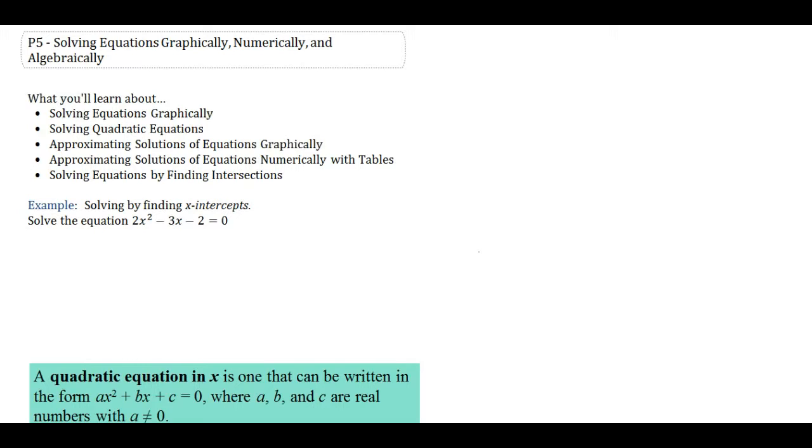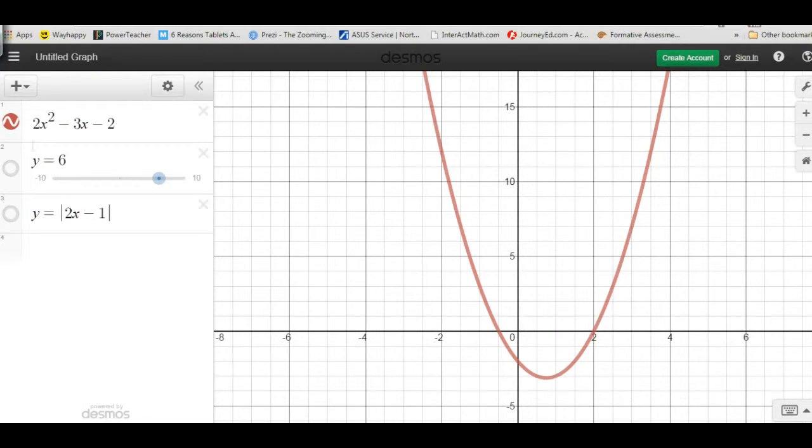So here we go. Let's solve number one by finding x-intercepts. So there you have a quadratic equation. Now remember, from Algebra 2, there's ways to solve it. You could factor, you could complete the square, you could use the quadratic formula, or you could solve it by graphing the equation. So what I did was I fired up Desmos and I typed it in. There you go, the first one, the red one.